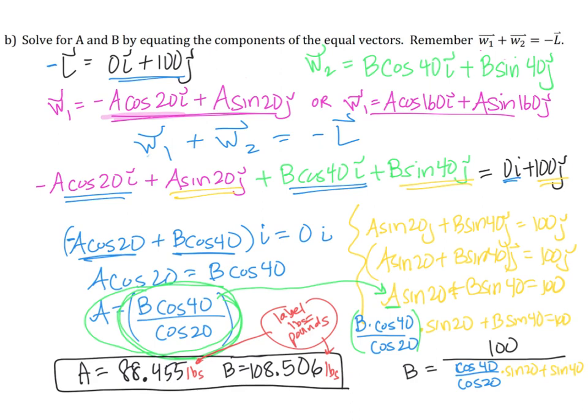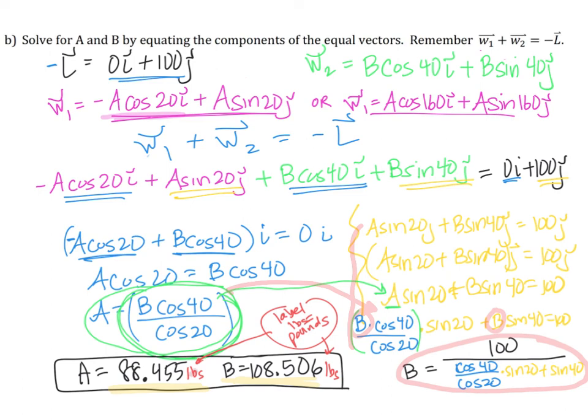Okay, did you get A equals 88.455 pounds and B equals 108.506 pounds? This right here is what you should have put into your calculator to calculate the value of B. Right here is all the algebra. I substituted this in here. You would factor out your B. So then you would have to divide by cosine 40 divided by cosine 20 times sine 20 plus sine 40. So that's just all algebra, 100 divided by that.